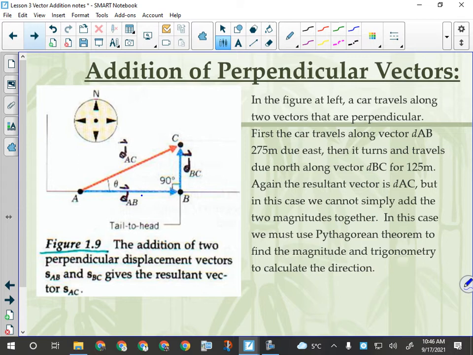east, and then they went 125 meters north. Okay, that means that my resultant, or the change in position of the car, is now represented by this red line. Right? So I need to figure out how long that line is, so I have the magnitude of the displacement, and I need to figure out its vector. That is, what direction is it going?